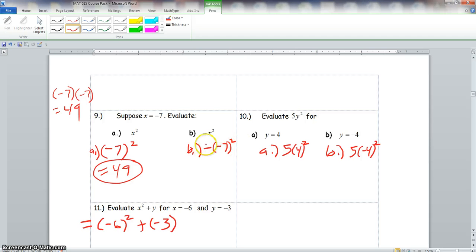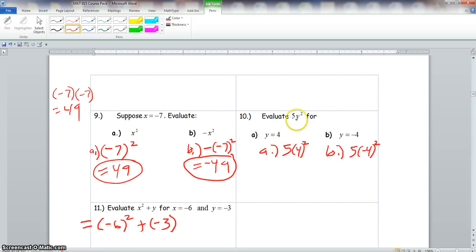So you notice this negative sign here is on the outside. So the only thing that's squared is what's in the parentheses. And we already dealt with negative 7 times negative 7 in parentheses. That gave us 49. But since we have this negative sign on the outside, we bring that negative sign down. So our final answer here is a negative 49. Now we go here to 10a.